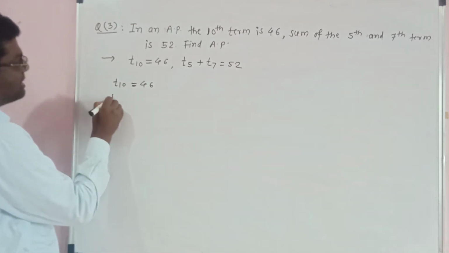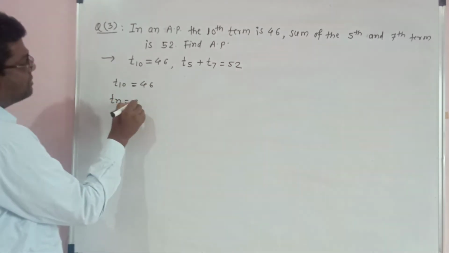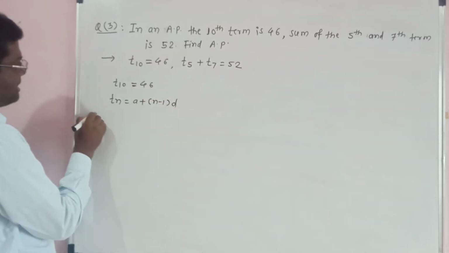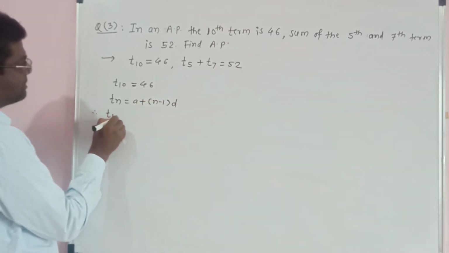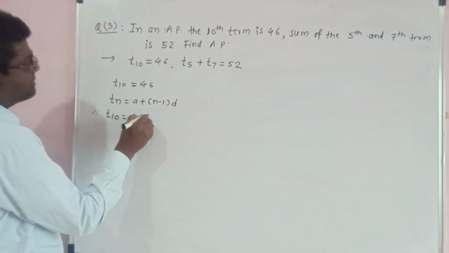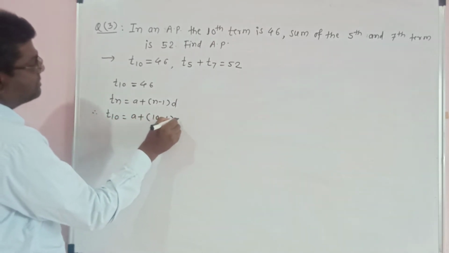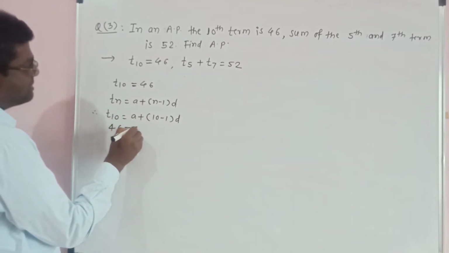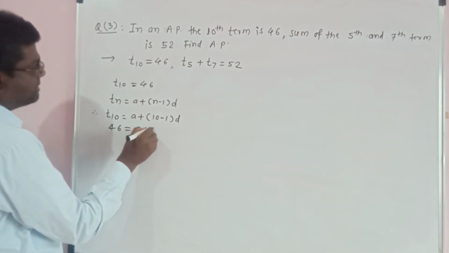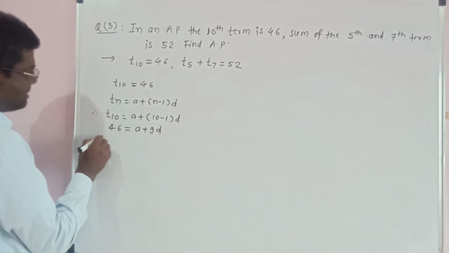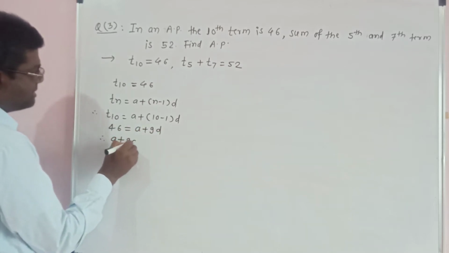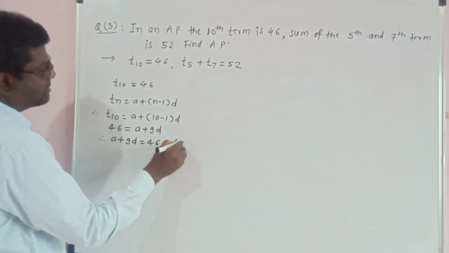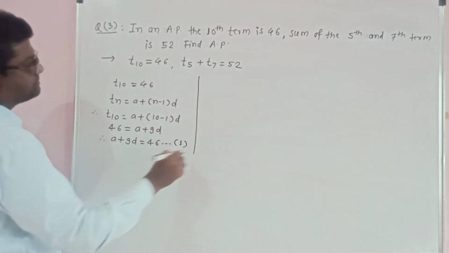Now T10 is equal to 46 is given. We use the formula Tn is equal to a plus (n minus 1) into d. Therefore T10 is equal to a plus (10 minus 1) into d. T10 is 46, so 46 is equal to a plus 9d. Therefore a plus 9d is equal to 46. Let this be equation number 1.